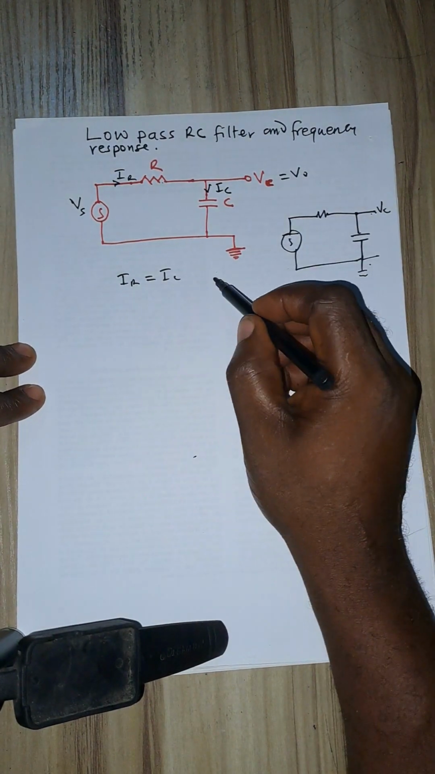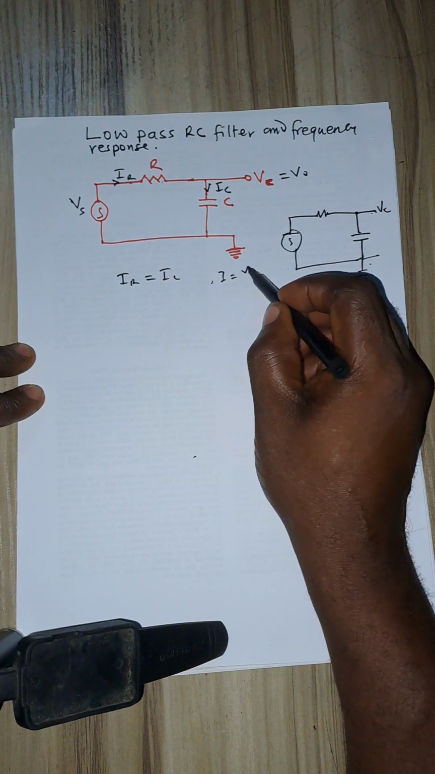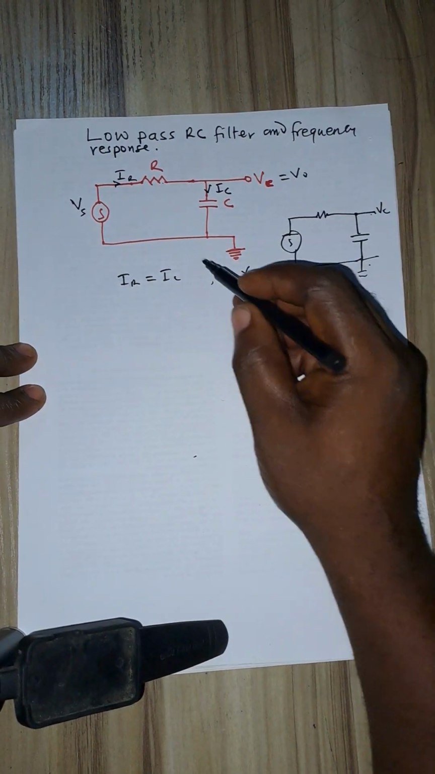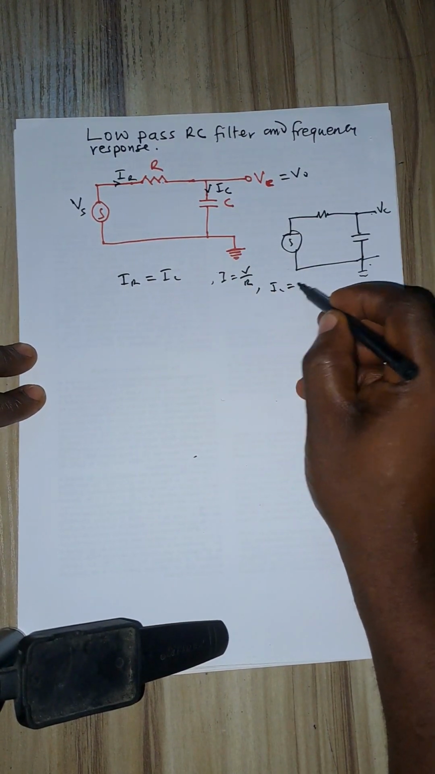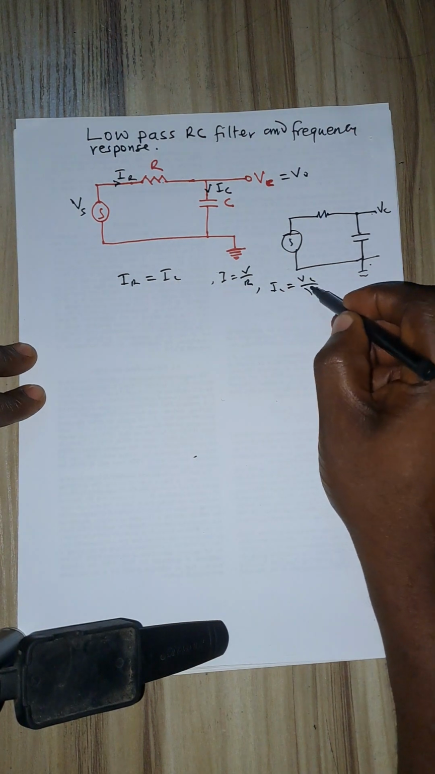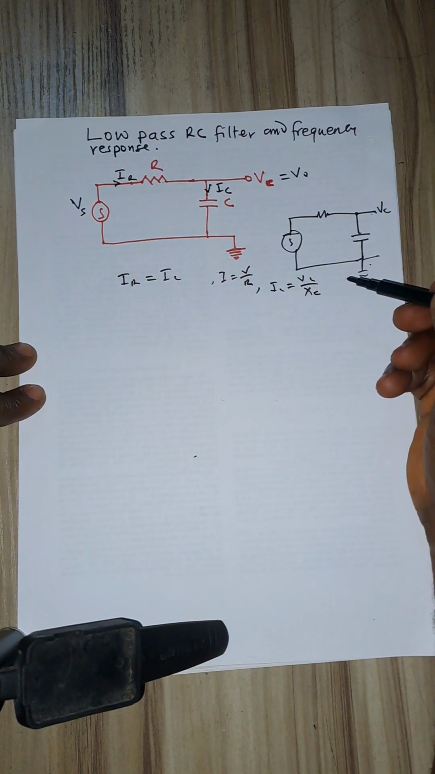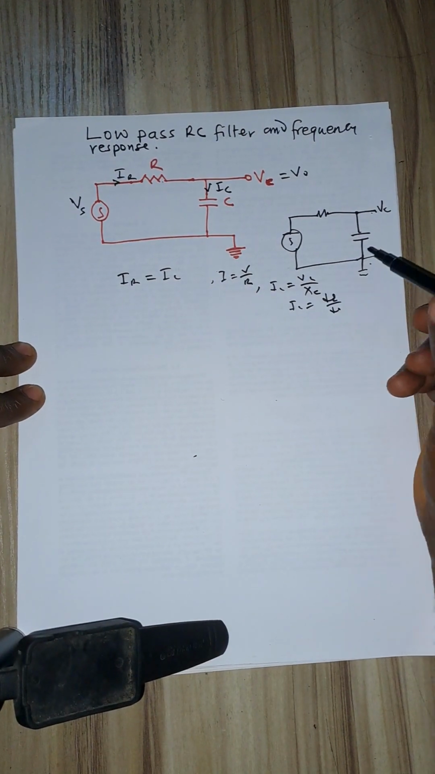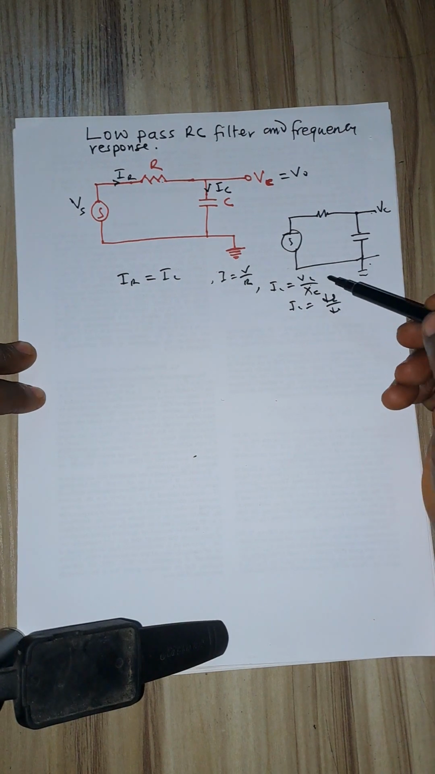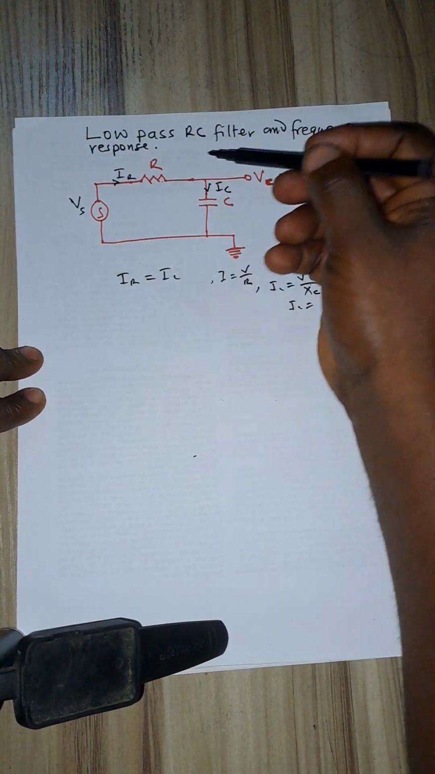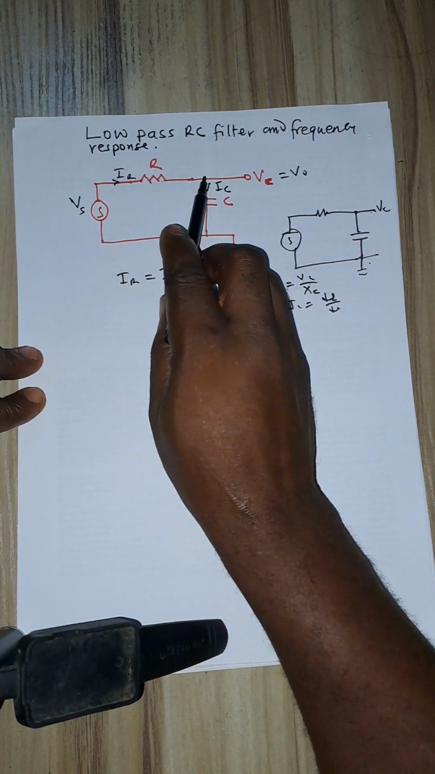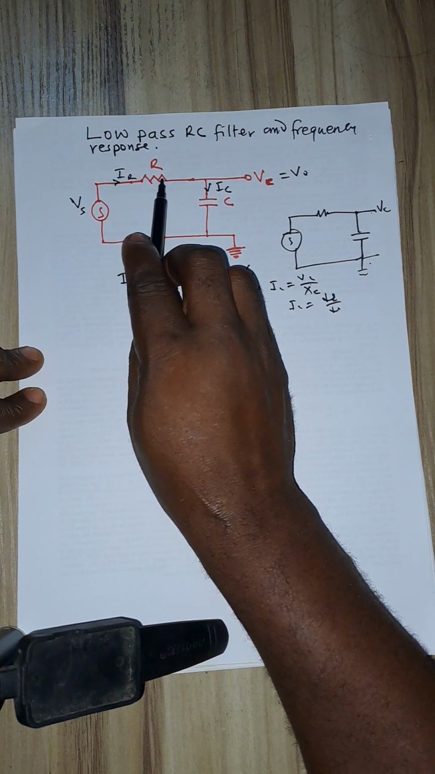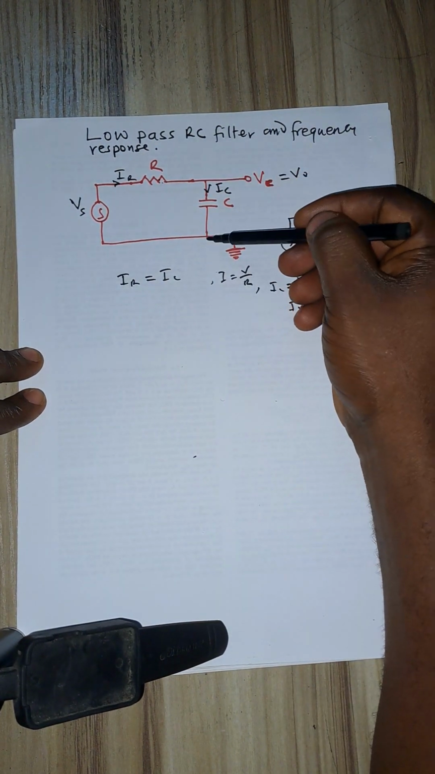Now, current is defined as I equals V over R for this resistor. For the capacitor, IC is VC over the capacitive reactance. Now, see what is happening: current flows from an area of high voltage to an area of low voltage. So the voltage here will drop across the resistor. Part of it drops across the resistor, and the remaining will drop across this capacitor.